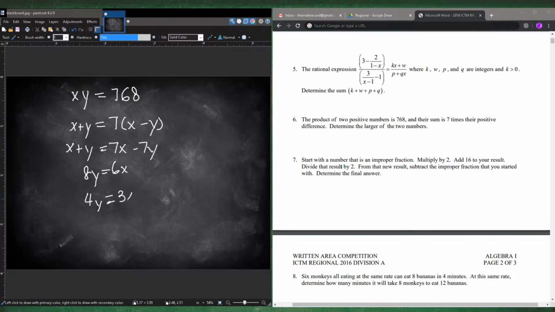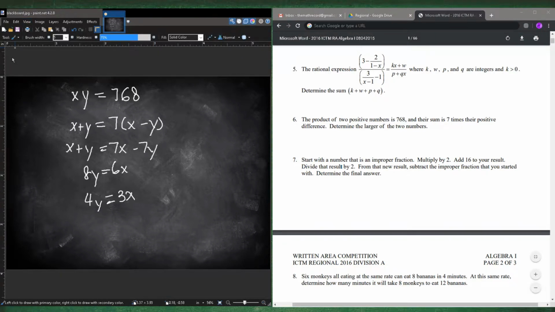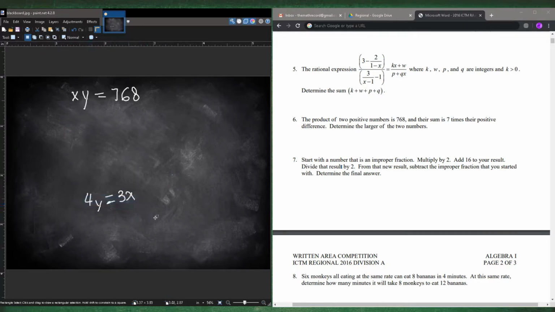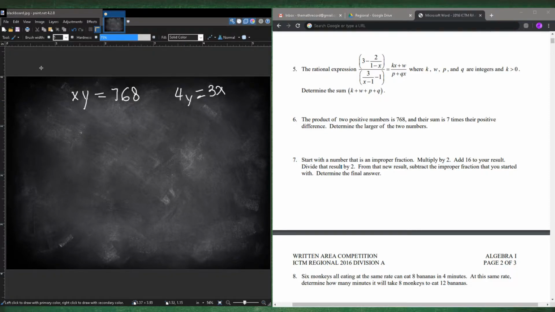Okay, so I'm just simplifying. Delete all this part, and we can move this up. Right, so we have these two equations. So what we could do is we could just substitute y in here. So x times y is just equal to 3x divided by 4. So 3x divided by 4 is equal to 768. So that means 3/4 x squared is equal to 768. And you could just use your calculator to find out what that value is.